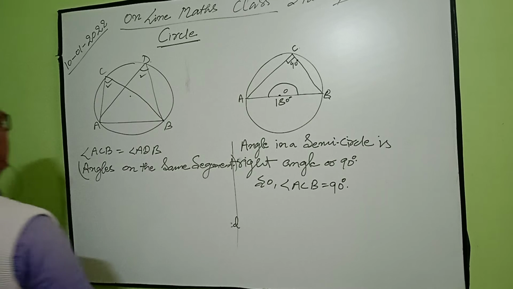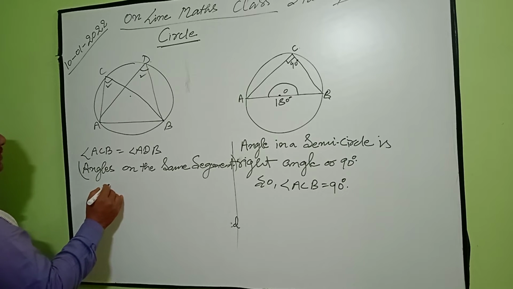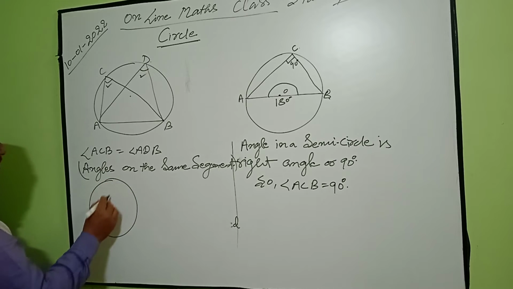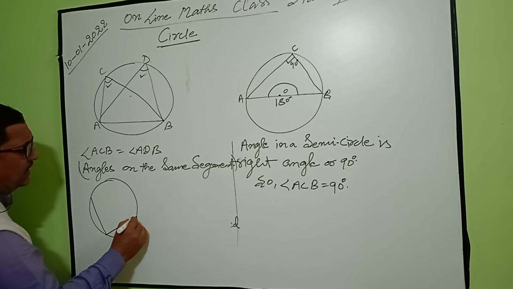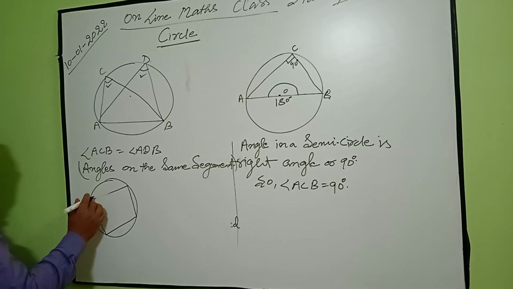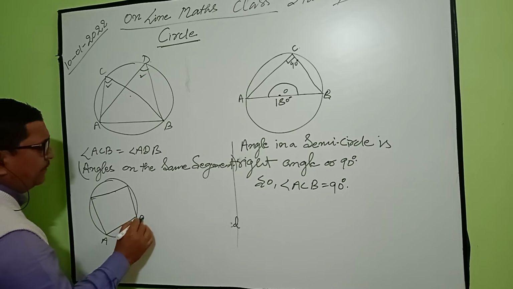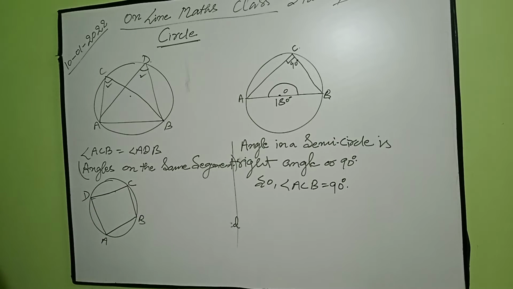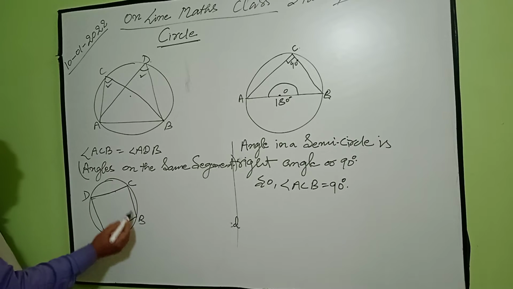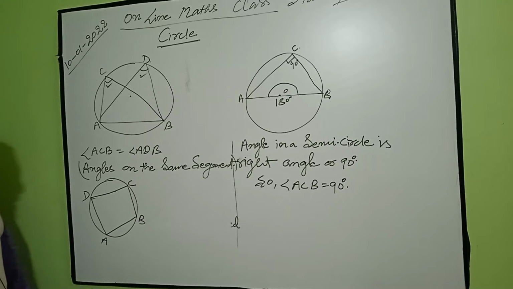Now, if a circle is drawn and the vertices of a quadrilateral lie on the circle, that is A, B, C, D, then ABCD is a cyclic quadrilateral, because angles in the same segment of a circle are equal. So we will say if the vertices of a quadrilateral lie on the circle, this quadrilateral becomes a cyclic quadrilateral.